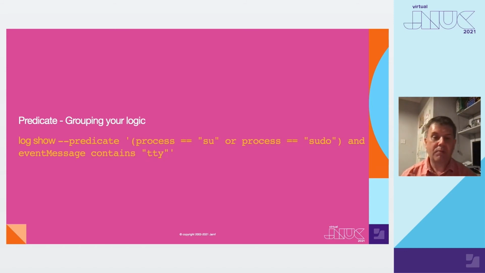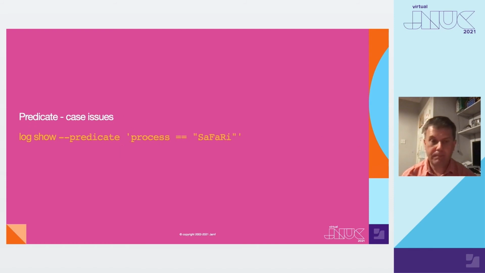So this is where brackets come in useful. You can use brackets to change the priority of what gets evaluated first. So if we put the brackets around the two process arguments, they would get executed first. So it's now going to look for either the su process or the sudo process that also has TTY in the event message, and now we get what we want. Okay, so just be slightly careful about the grouping if you are mixing ands and ors in your predicate.